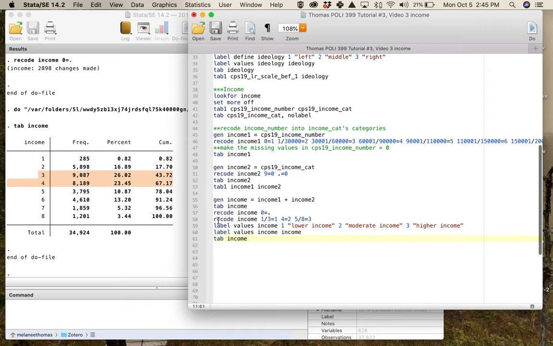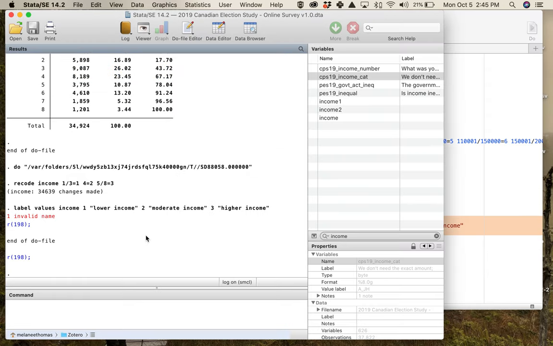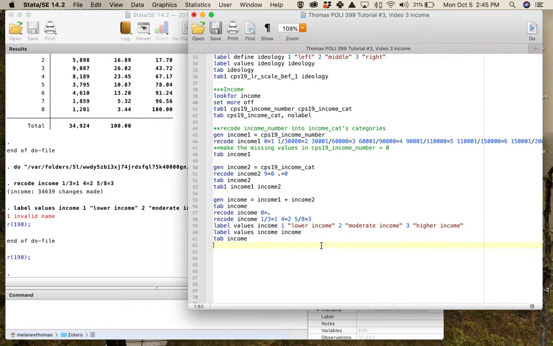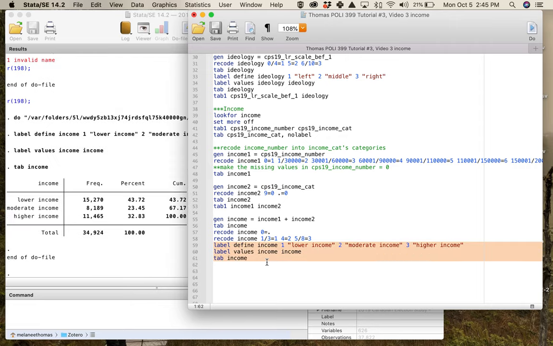Okay, so I know I've done this particular recode, so I'm just going to grab these lines here. Oop. Why didn't that work? Huh, that's weird. Label values income. Oh, label define. Sorry. Wrong command there. Label define. There we are. It's common to make tons of mistakes every time. Okay, so here we are.